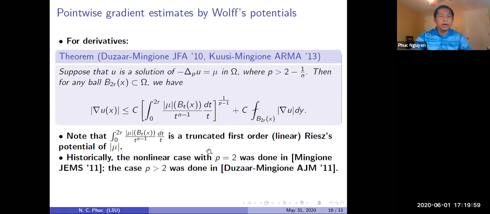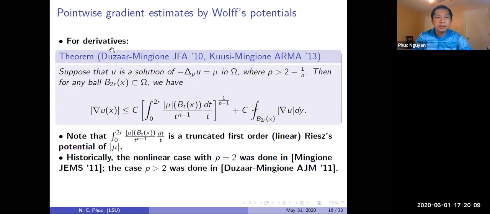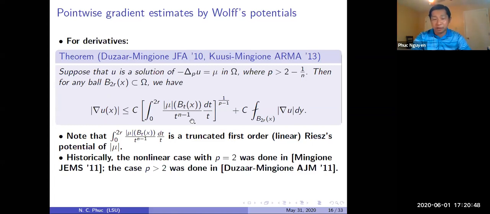Well, about 15 years later, this estimate for the function has been upgraded to the derivative, and this is due to the work of Mingione and collaborators. Suppose that u is the solution to this p-Laplace equation with measure data mu, and suppose that p is bigger than 2 minus 1 over n. Then you can control the derivative of the solution pointwise by this linear potential with the power 1 over (p minus 1). So this is n minus 1. The singularity in the nonlinear case is n minus p, and this is n minus 1. So there's a difference here.